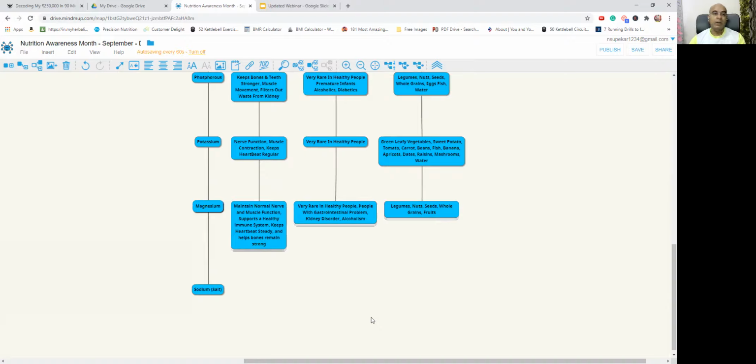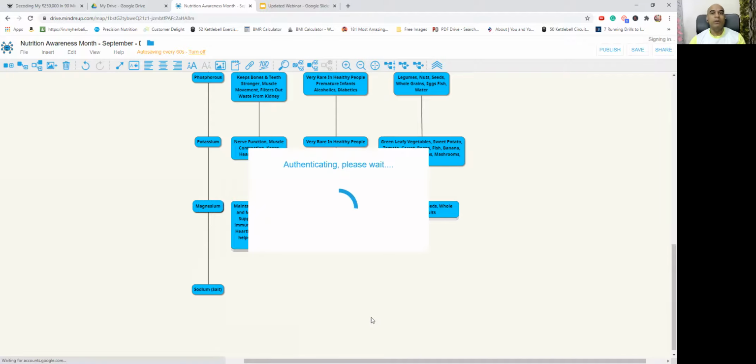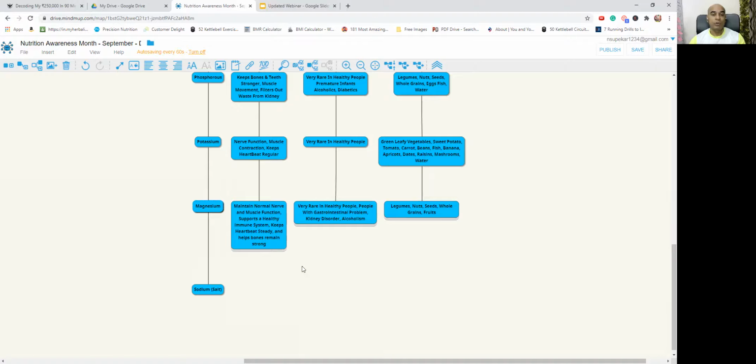Then moving ahead, after magnesium, the last macro mineral is sodium, which we also call salt. So what does sodium do? As we all know, it controls our blood pressure and our blood volume. The volume of our blood is controlled by sodium, salt, as well as pressure. Then it also helps our muscles and nerves to work properly.